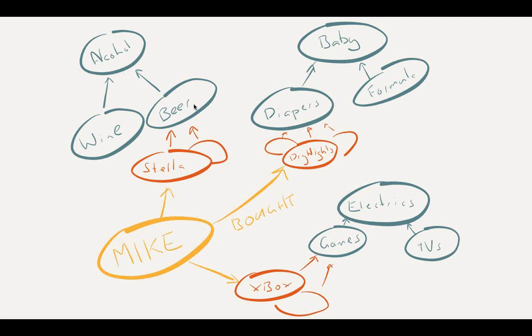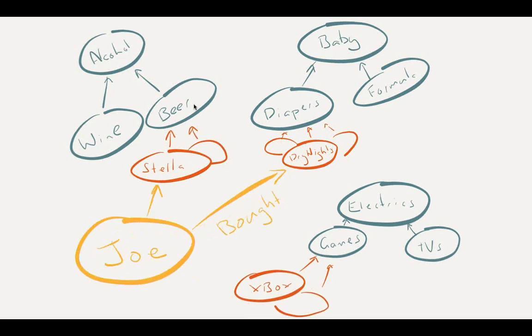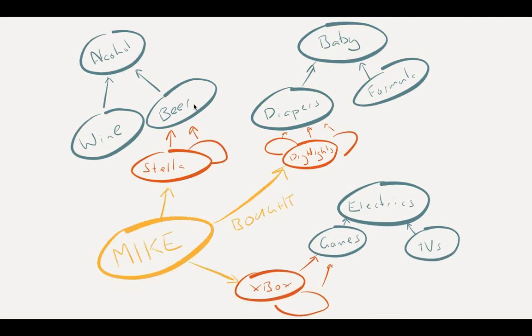He's bought an Xbox. He's bought some Stella. And he's bought some dry nights. And it's not diapers, of course. In this country, it's nappies. So this guy has bought some booze, he's bought some nappies, and he's bought some consumer electronics. I think this is a pattern for young fathers.